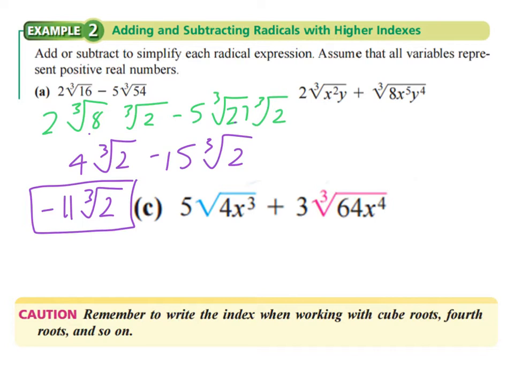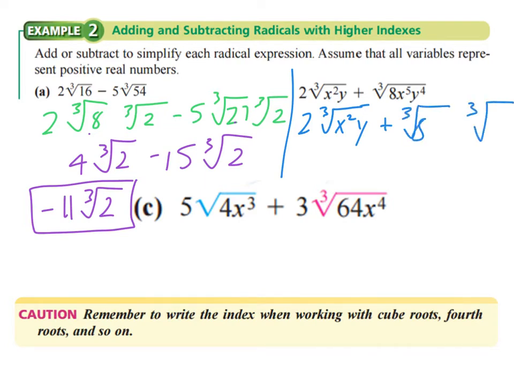Looking at the second example here on the right, we've got a 2 and then a cube root of x squared y squared, and then a cube root of 8x to the 5th y to the 4th. Now the first part cannot be reduced. There's nothing we can pull out of there. The exponents on the variables are all less than 3, which is our index, so we can't reduce that at all. The second part can be reduced.